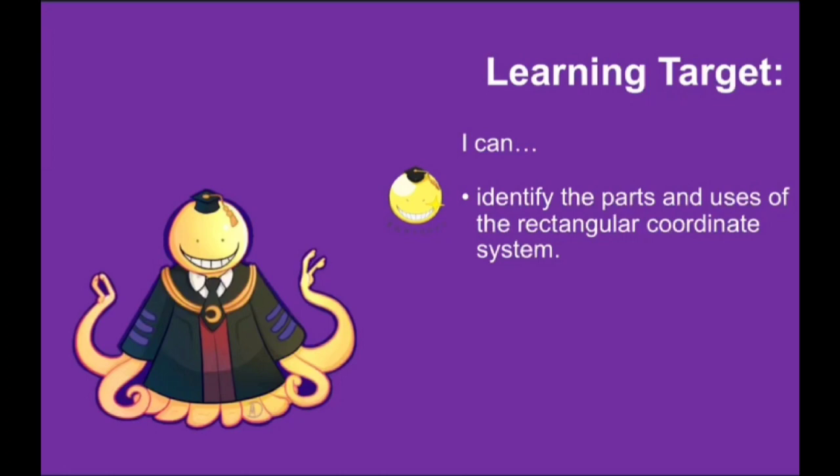Our goal or target for this one is to identify the parts and the uses of the rectangular coordinate system. In a lot of references, there are a lot of names for this specific concept. They call it the Cartesian plane, the Cartesian coordinate plane, the Cartesian coordinate system. But for this video in particular, let's just simply call it the RCS, short for rectangular coordinate system. So let's start with its history.